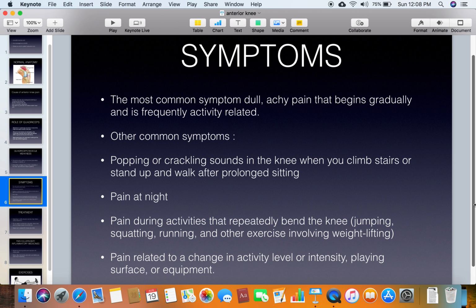Now, the patients typically experience dull achy pain. They also experience popping or crackling sounds in the knee when they climb stairs, or after prolonged sitting they want to stand up or walk. They experience pain at night and pain during activities which involve repeated bending of the knees.